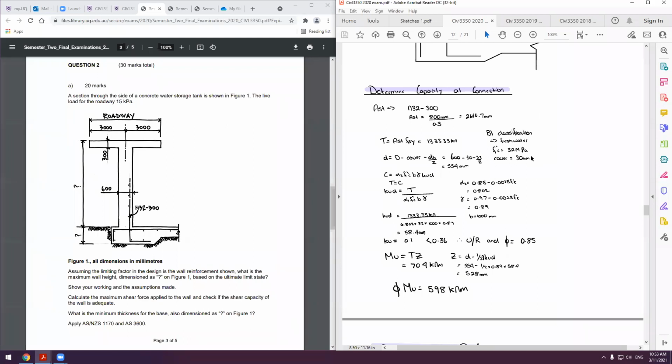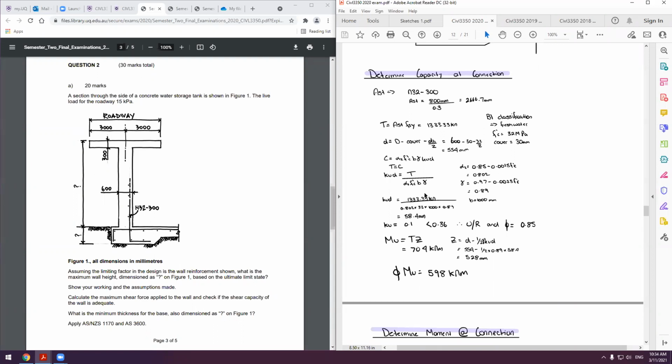When it comes to your classifications, we're using from AS 3600, a B1 classification is for holding fresh water. Just assume that. That gives you a 30 mm cover and an f'c of 32 MPa. I haven't actually done that in previous iterations of my solutions, but I just wanted to write it in there this time to make sure you guys are aware that that will also give you extra marks, because you do need to know your classifications. Calculate your k_u. That gives us essentially 0.1, which confirms it's under-reinforced and phi equals 0.85.